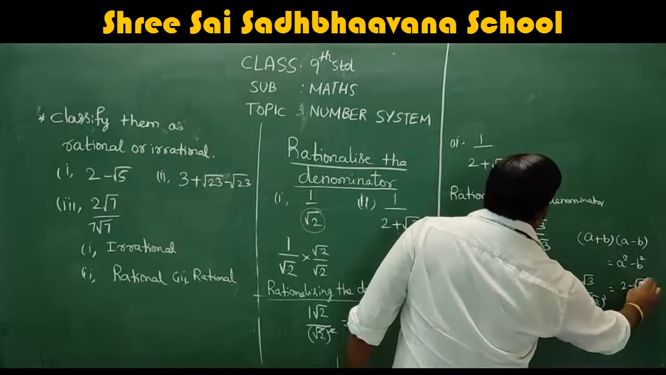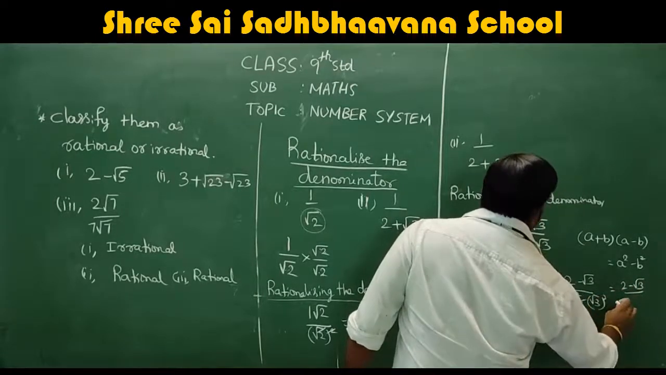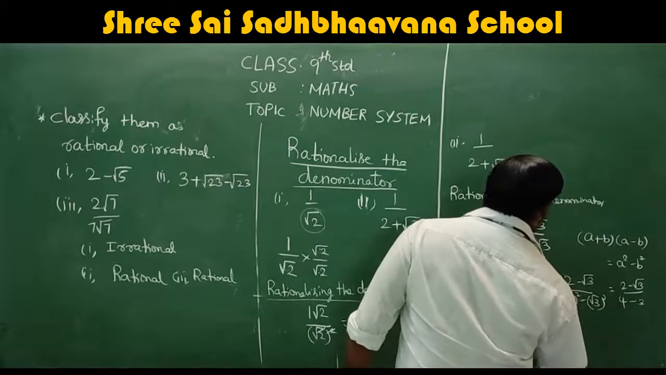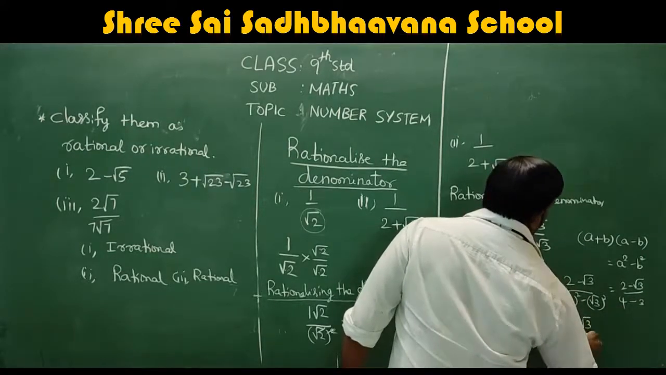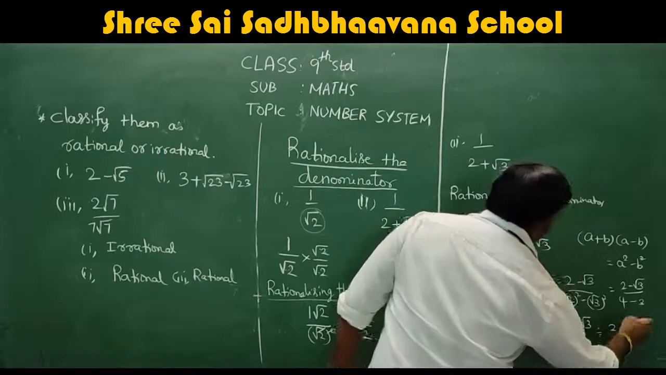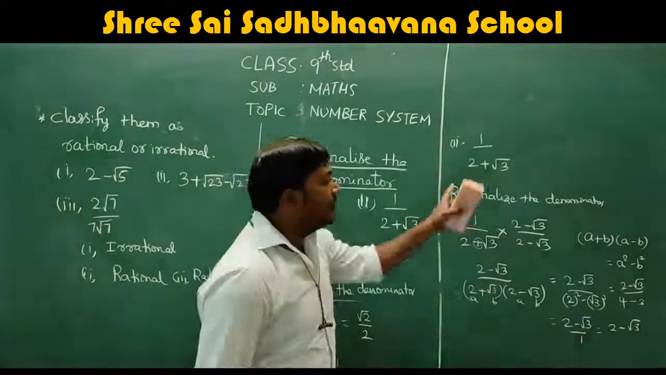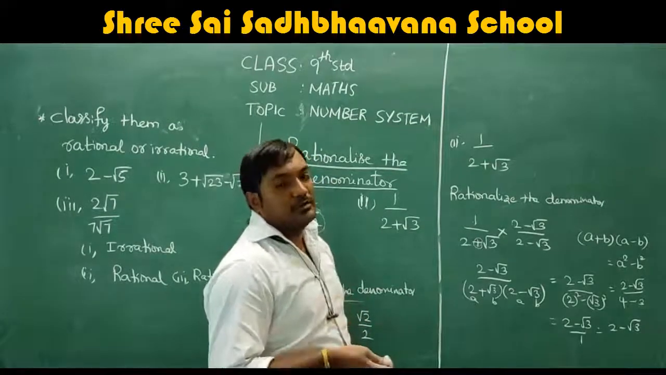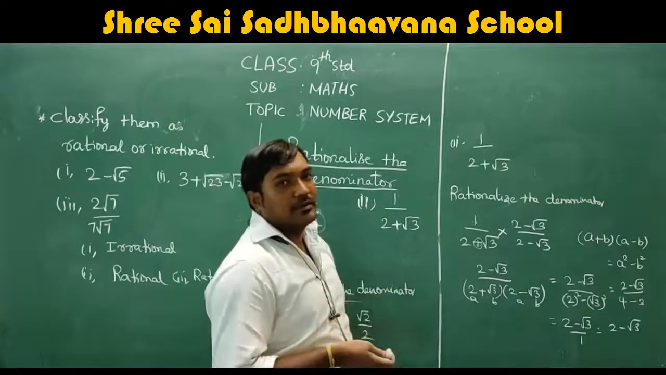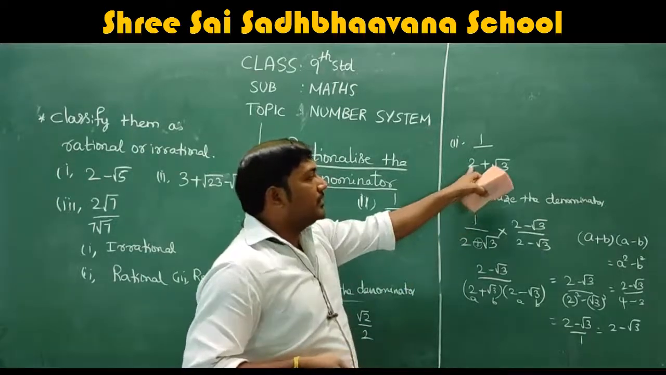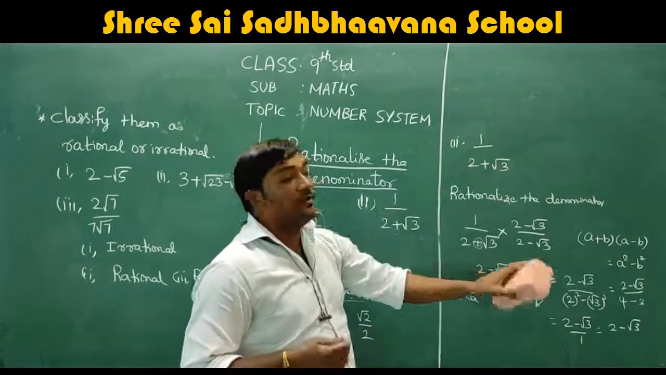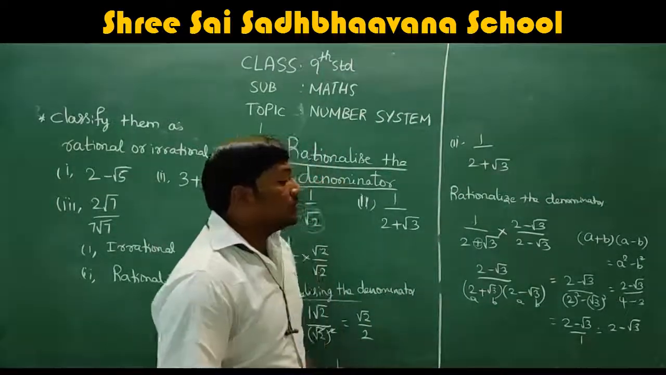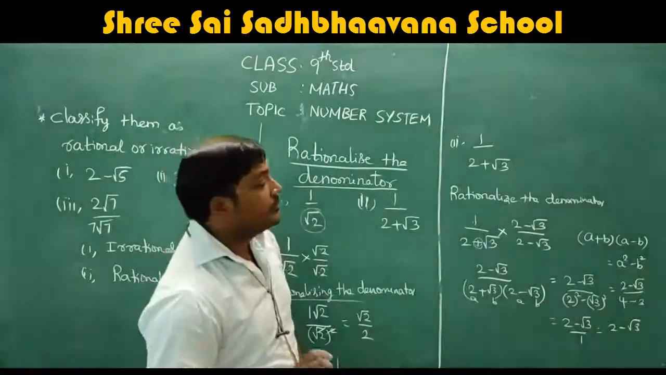So 2 minus root 3 divided by, 2 square is 4, root 3 square is 3. So the answer will be 2 minus root 3 by 1, which is 2 minus root 3. So we converted the denominator, which is an irrational number, and sent it to the numerator. Here the denominator is irrational, but there you see the denominator is rational, because we can write it as 2 minus root 3 by 1. That is all we did.